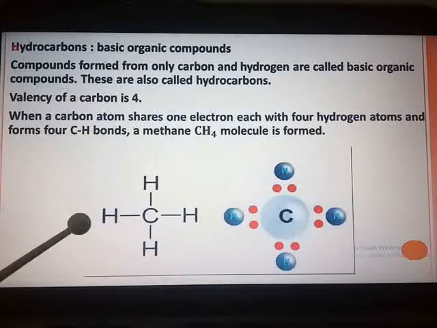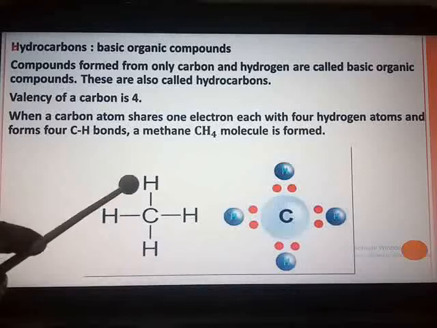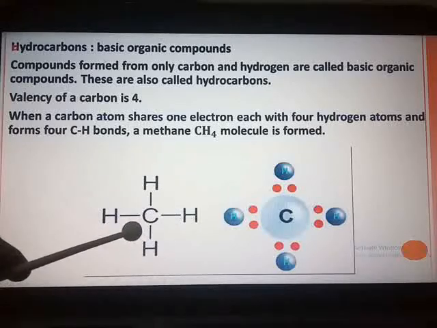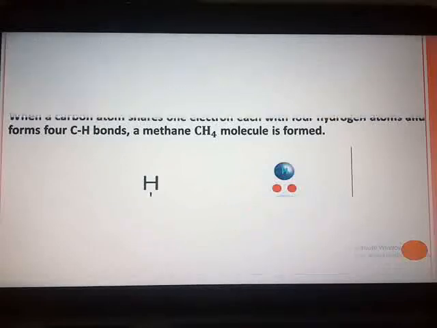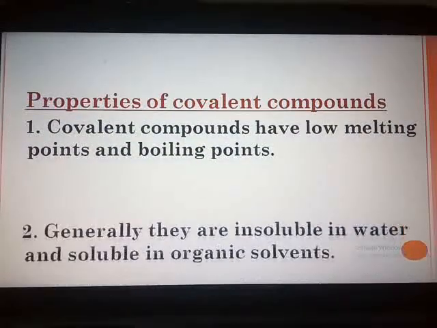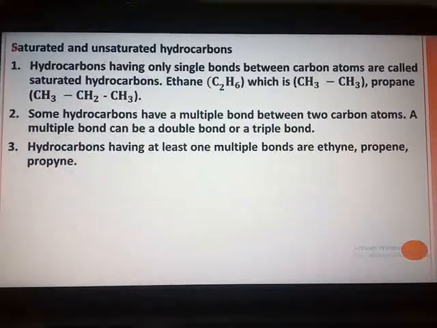You have seen here methane. Carbon is having single bond. There is no double or triple bond. Then it is a saturated hydrocarbon. If there is a double or triple bond, then we say it is an unsaturated hydrocarbon.